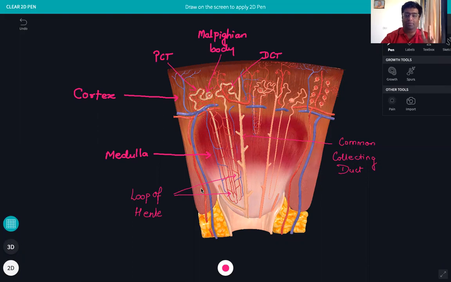So each nephron consists of two parts, the Malpighian body and the renal tubule. The renal tubule consists of the PCT, the DCT, the loop of Henle, and the collecting duct. As far as the PCT is concerned, the full form is proximal convoluted tubule. The expanded form of the DCT is the distal convoluted tubule.